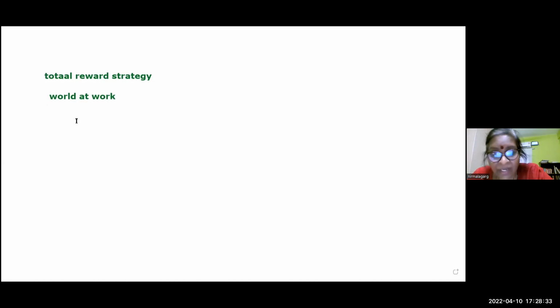So as per the total reward strategy, if I want to achieve my business objectives, I need to have 100% committed, satisfied employees. I need to attract them, motivate them, and retain them. To attract, retain, and motivate these employees, I need to have a total reward strategy. Under total reward strategy, there are 5 elements or components.